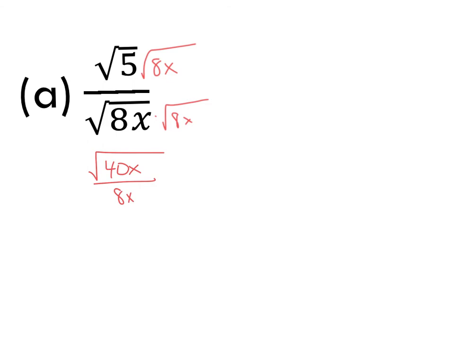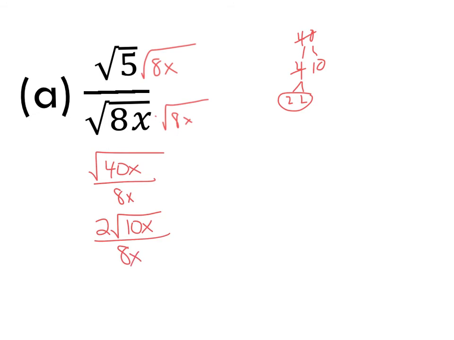Okay? So I have to think in my mind off to the side. If I were to do a factor tree, we know 4 and 10 gives us 40. 4 breaks down to 2's, and 10 just breaks down to 2 and 5. So I'm not going to break it down, I'm going to have to multiply anyway. So the numerator becomes 2 square root 10x, and the denominator is still 8x.